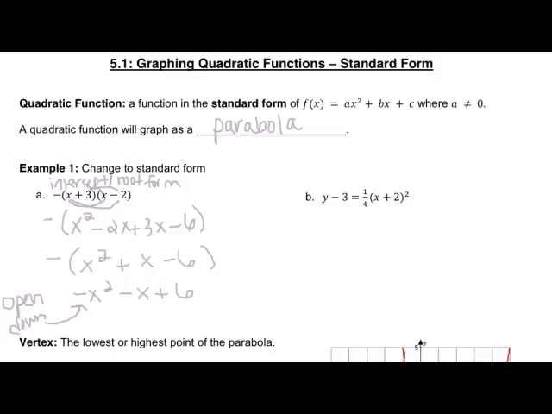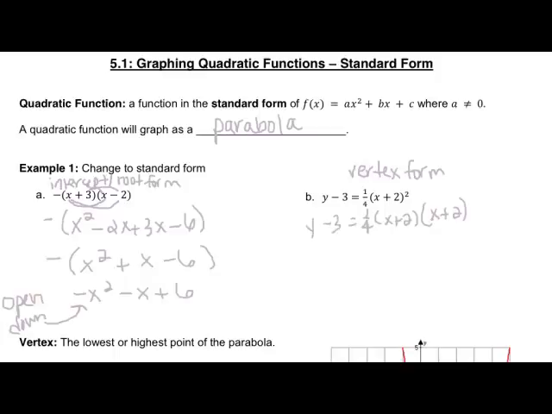For example B, this is in vertex form. Again, we're going to talk about these forms in the next section as well. Vertex form, you'll notice that you have something quantity squared, and that tells us that it is in vertex form. So vertex form, again, we need to multiply this out. When we have quantity squared, remember this is the same as saying x plus 2 times x plus 2. So we have 1/4 times x plus 2 times x plus 2, and this is equal to y minus 3.